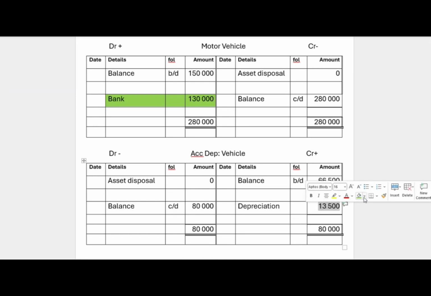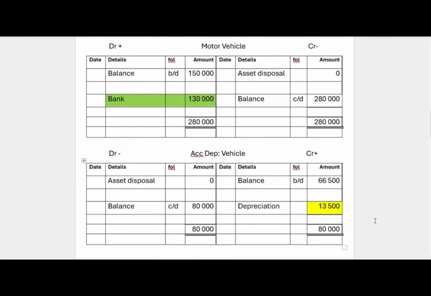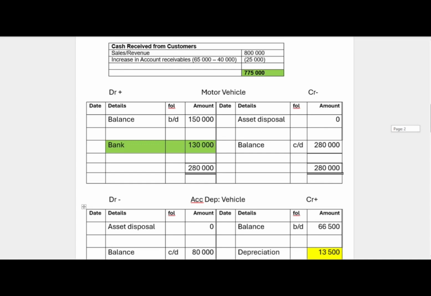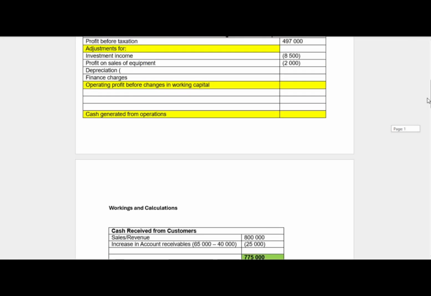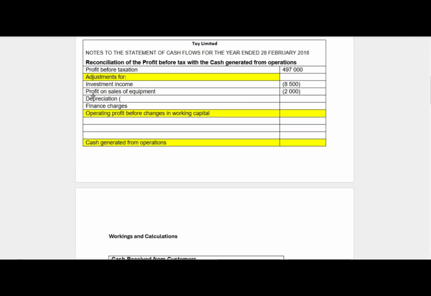Right, this one we will take to our reconciliation. But remember, in the reconciliation, we need both depreciation for equipment and vehicle. So we only have 13,500 depreciation. Then we have to add the one for equipment so that we can calculate the total depreciation that must come there. All right, so we don't have that one in full, so we pass that one.